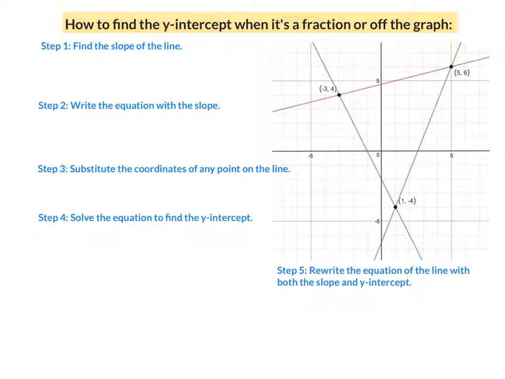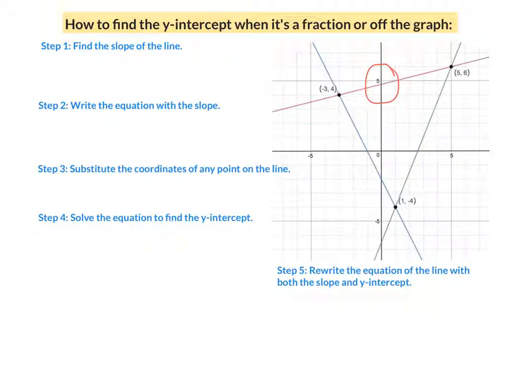We're going to look at this red line. You can see the y-intercept is somewhere here between 4 and 5, and we need to figure out exactly what it is. So the first thing we're going to do is find the slope of the line.